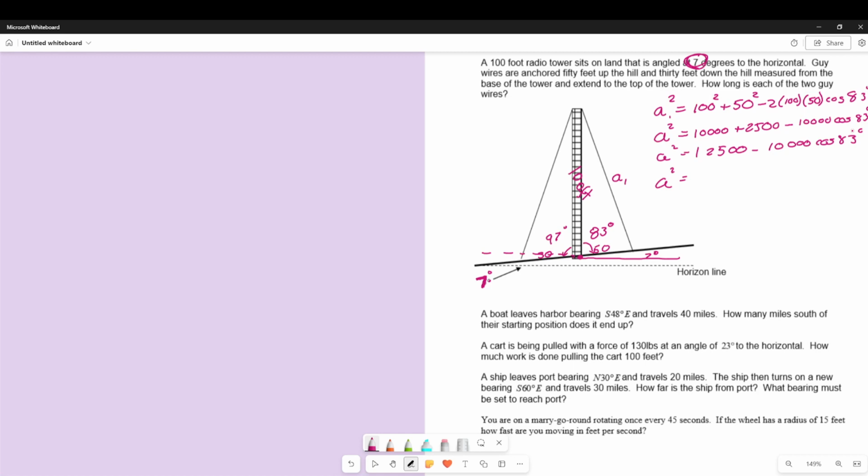Cosine of 83. And that's going to give us 11,281. But that's still squared, so we make sure we square root both of those. We will get a plus or minus, but we know we're going to ignore the negative version. So 106. So the upper guy wire is 106.2 feet long.